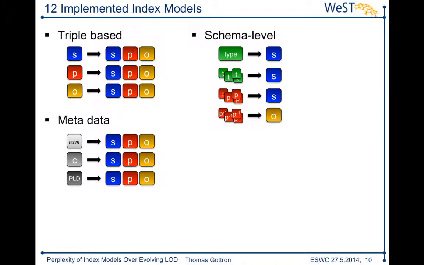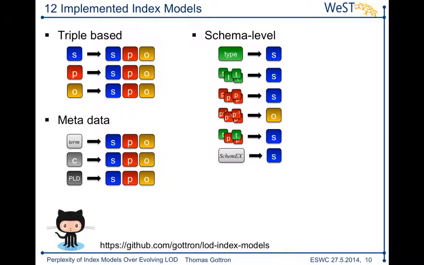If you want to go to slightly more complicated schema level indices, then you arrive at so-called extended characteristic sets that use exactly the combination of types and predicates which have been used to describe one subject URI, or you end up at our own homegrown index, SchemEX, which is using the types of the subjects along with the predicates associated with it and the types of the objects that these predicates link to. All these 12 index models have been implemented and are available as open source code on GitHub, so if you want to play around with it, you can take a look at those as well. The link is also provided in the paper.